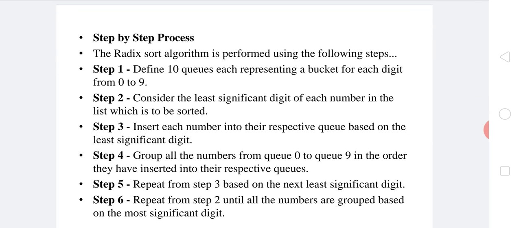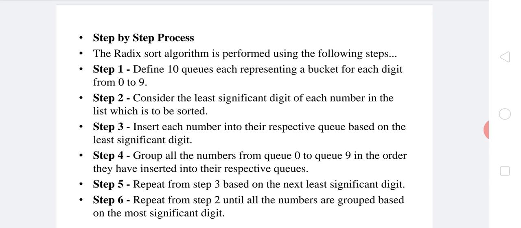Now we will see the step by step procedure of radix sort. The radix sort algorithm is performed using some steps. In step number 1, define 10 queues, each representing a bucket for each digit from 0 to 9. As you know, numbers start from 0 to 9. This is the decimal number system. So in step 1 we define 10 queues for representing the elements.